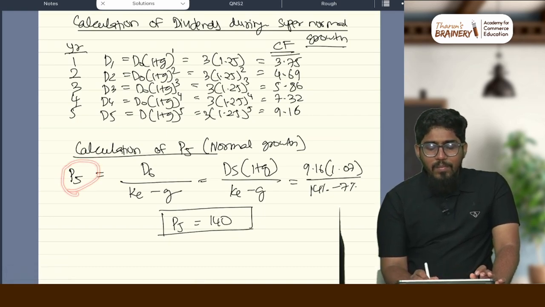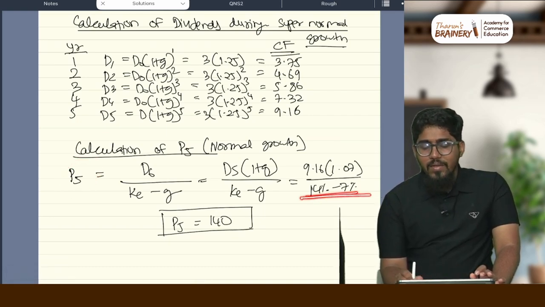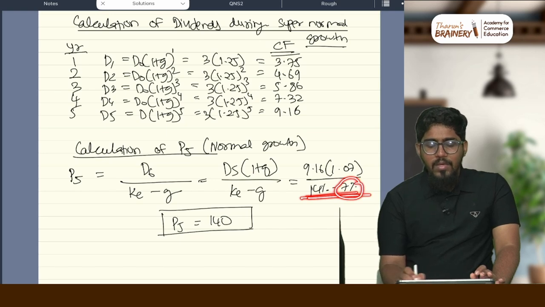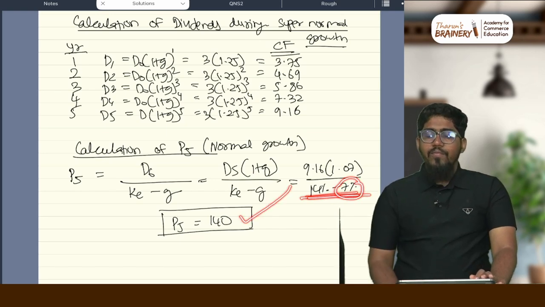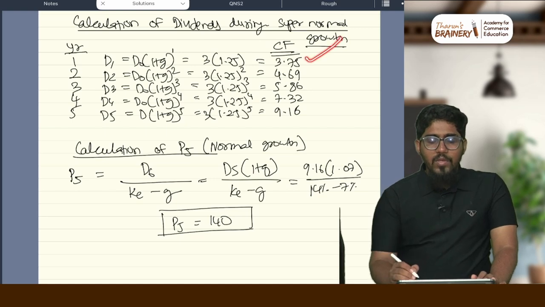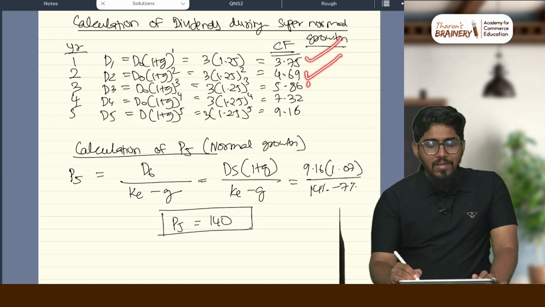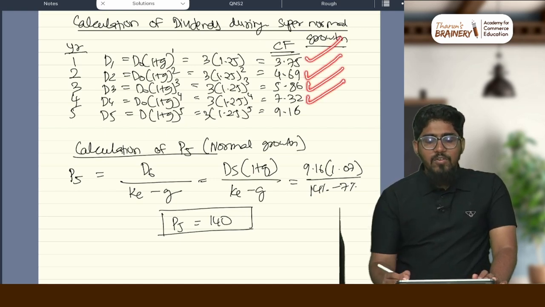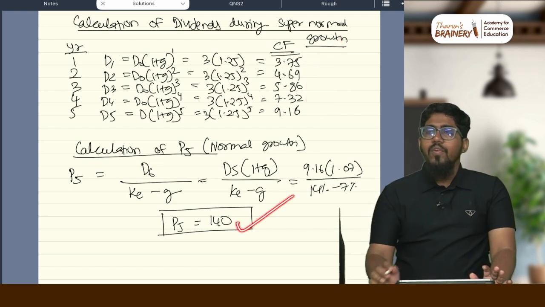And this value I want to find out, P5. So D6 divided by K minus G, 14 minus 7, my G is 7. Are you all with me? So what is my P5? 140. Clarity. So first year I'm getting 3.75, second year 4.69, third year 5.89, fourth year 7.32, fifth year 9.16, and in the fifth year if I'm selling I will get 140.